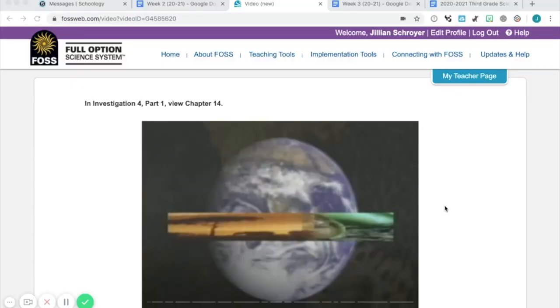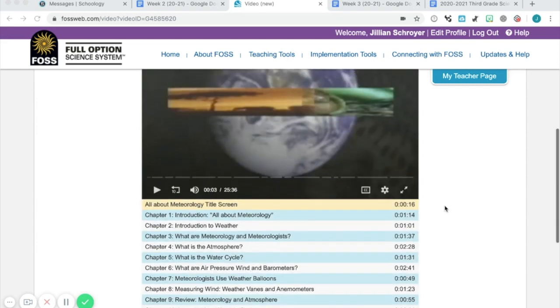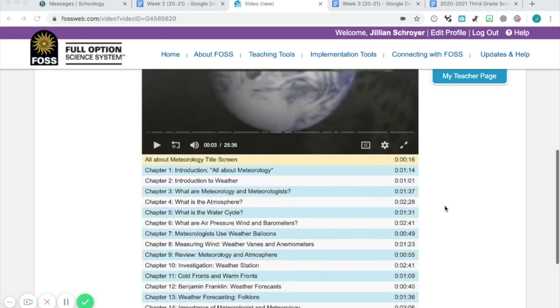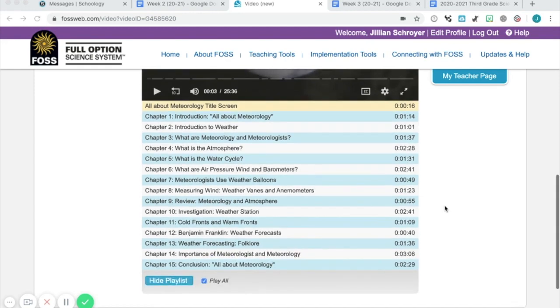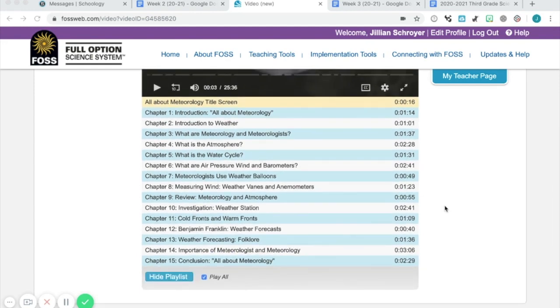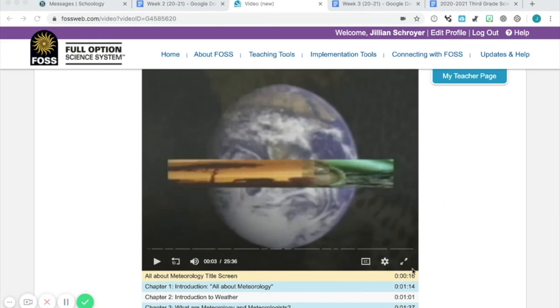Hey, third grade. Today we're going to continue talking about weather. Yesterday, you and your class talked about the difference between weather and climate. Today, we're going to watch a video about weather. We're going to learn about tools that help us measure weather. We're going to learn about meteorologists. We're going to learn about all sorts of things. So listen close.